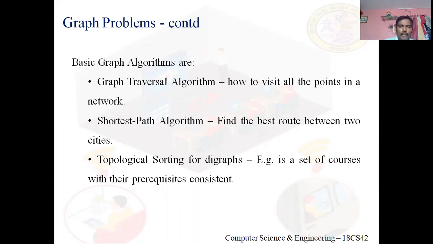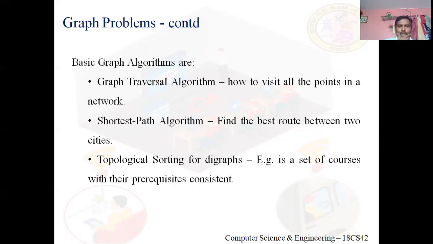Then I will identify all the possible paths between any pair of cities. Then I'll compute the distance between those two cities through those paths, and I'll choose the one with the shortest distance. So the next advantage of graph problems is to identify the shortest path algorithm.